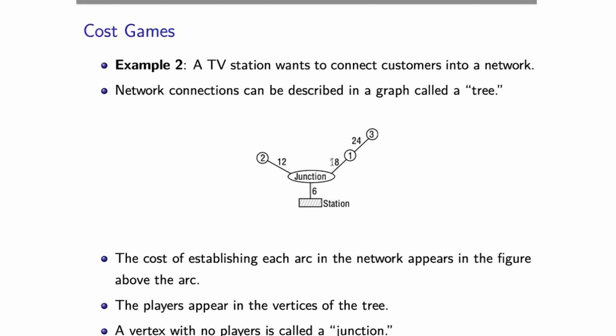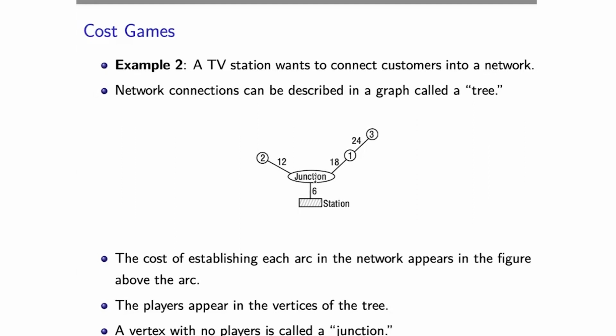These are the 3 vertices, and a vertex with no players is going to be a junction. So this is what you have here. And how should we view this number? These are basically the cost of building each of the arcs in the network. For example, you can see that there is a connection between station and junction, and it has the number 6 beside it. So in order to build a connection from the station to the junction, it costs 6.